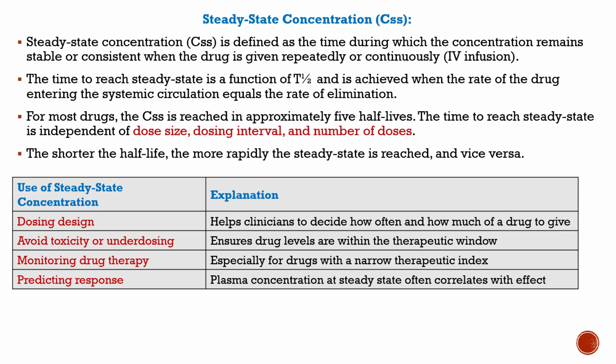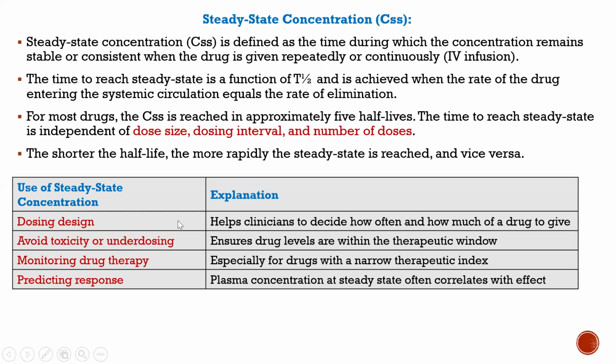So for most drugs, the steady state concentration is reached in approximately five half-lives. All right. The time to reach steady state is independent of dose size, the dosing interval, or the number of doses. So the shorter the half-life, the more rapidly the steady state is reached, and vice versa. Because for drugs that have a short half-life, the frequency of giving the dose will be increased, so it will be easier to reach this steady state concentration.